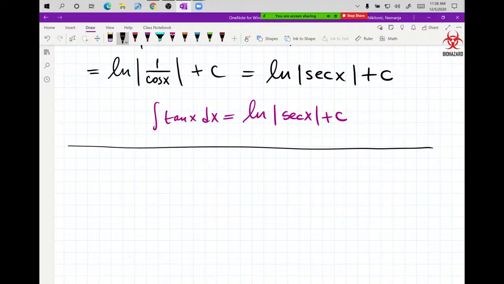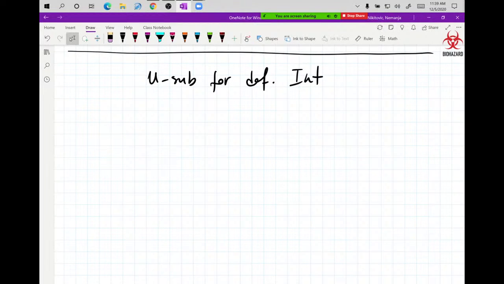Now, let's go and talk about these integrals, which are called definite integrals, which are the ones that have the limits, the a and b. So U sub for definite integrals. Oh, I forgot to talk about back substitution. I can do it later.